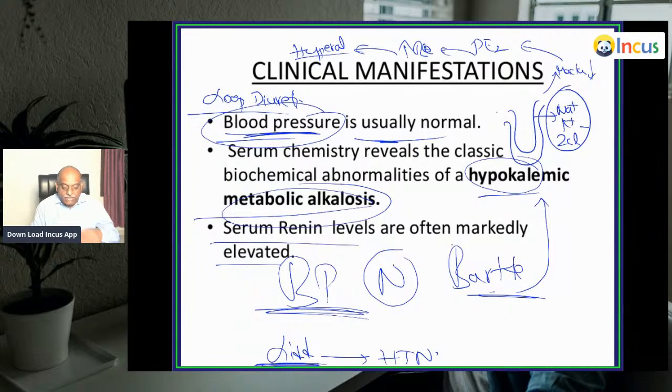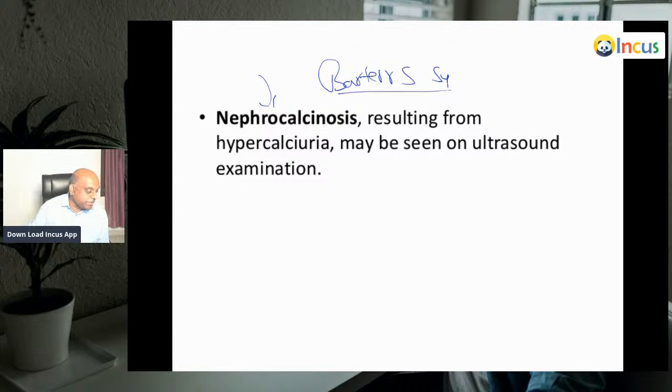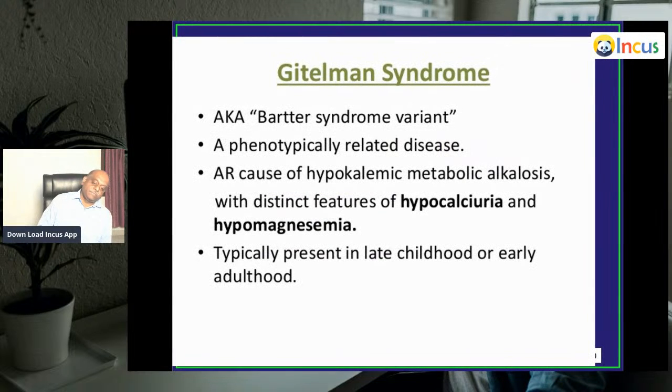Otherwise, the dyslipidemias that you see all look like the dyslipidemias of a hyperaldosteronism patient. And since loop diuretics lose calcium and a lot of calcium is lost into the urine, that can lead to nephrocalcinosis in Bartter syndrome, is what you need to remember. So how do you diagnose? Severe hypokalemia, less than 2.5, with metabolic alkalosis, hypercalciuria, hypomagnesemia. So these are the features.